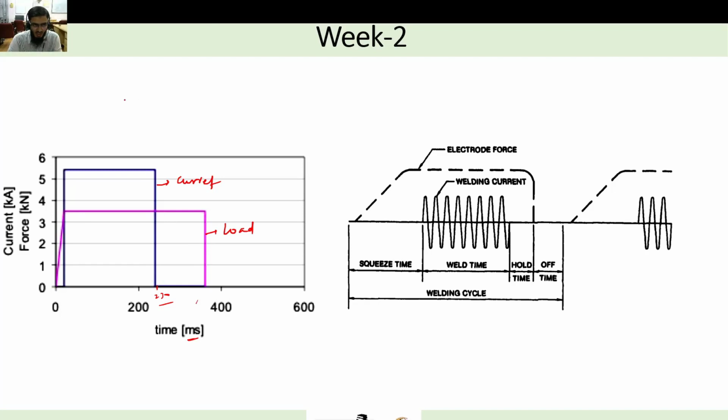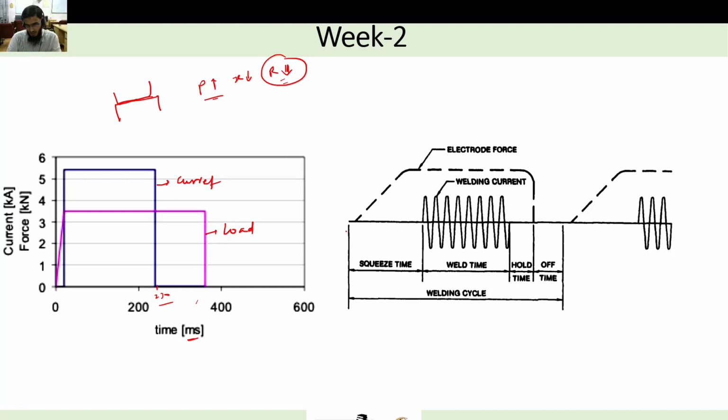What happens is, when you apply load, there are two surfaces which we want to weld. When you apply load, the gap between these two surfaces is getting reduced. So when the load increases, the gap, let's say the gap is X, is getting reduced. Due to that, the resistance between these two interfaces will also decrease, because the air gap is now getting reduced. So this is the advantage of applying load in terms of resistance.